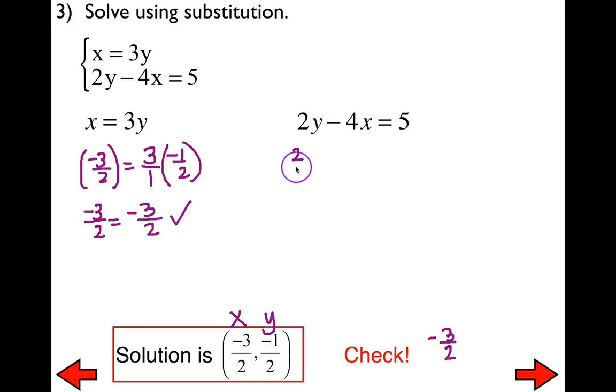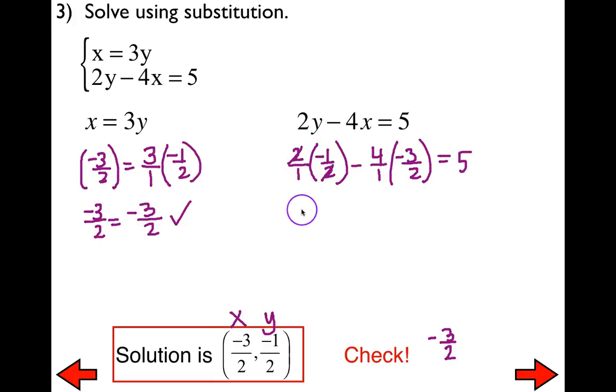Next one, 2. Again, since I'm multiplying by a fraction, let's write it as a fraction. Y is going to be negative 1/2 minus 4 over 1 times x, which is negative 3/2, equals 5. So here, you're going to notice the 2's cancel each other out, leaving me with just a negative 1. Here, let's just decide right now so we can take care of the signs. A negative times a negative is a positive. Now I don't have to worry about the signs.